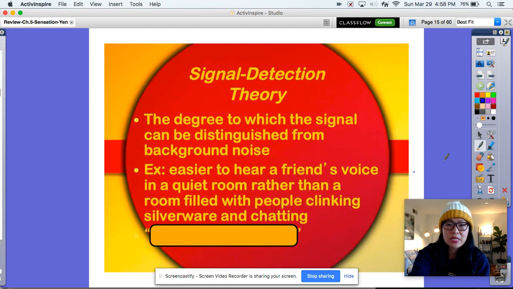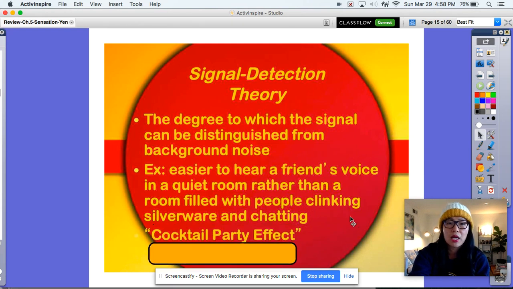Okay, an example of signal detection theory is this idea called the cocktail party effect. This is the degree to which the signal can be distinguished from background noise. The cocktail party effect is us being able to hear our names in the environment. My signal detection for my name being called, Miss Yen, is really high when I'm at school, because there's a bunch of you, and the chances of someone saying, hey, Miss Yen, I have a question, is really high. So my cocktail party effect is on high alert. But if I'm at home or in a different state somewhere, I'm not going to really hear my name because I just don't anticipate you guys being there.